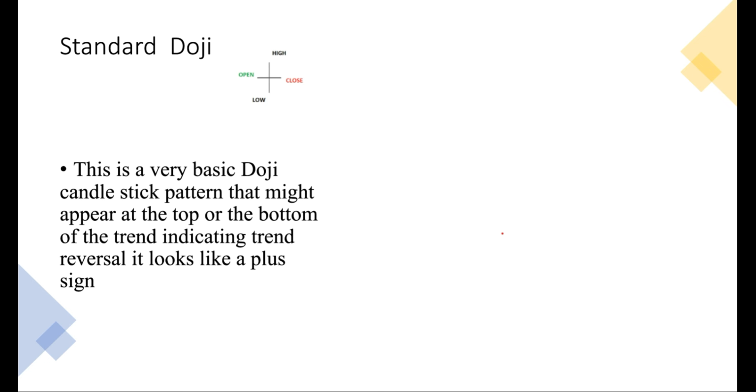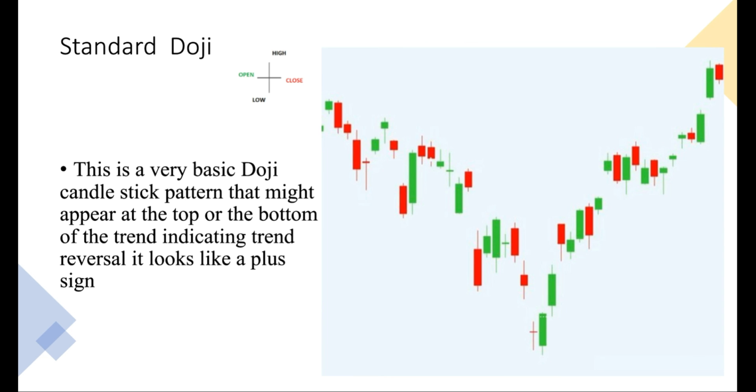The first one is a standard doji. It looks almost like a plus mark. So let's see where it is. It's a very basic form of doji candlestick pattern, and this might appear at the top or the bottom of the trend, indicating a trend reversal. As I said, it looks almost like a plus sign. So you can find a doji candle here. It appeared at the bottom of the downtrend. After that you can see the prices of the market moved up. So this is an example of a standard doji.